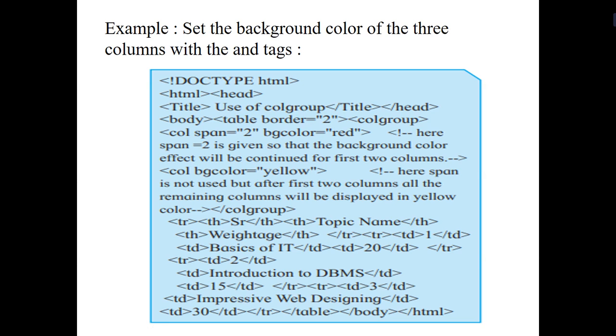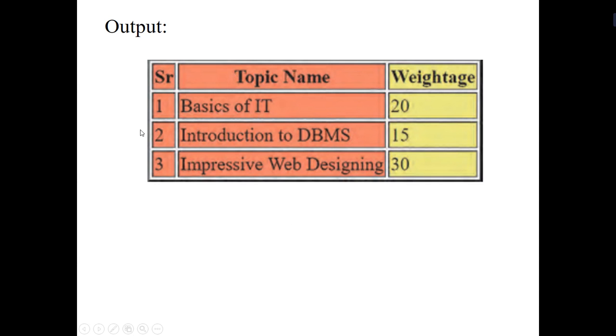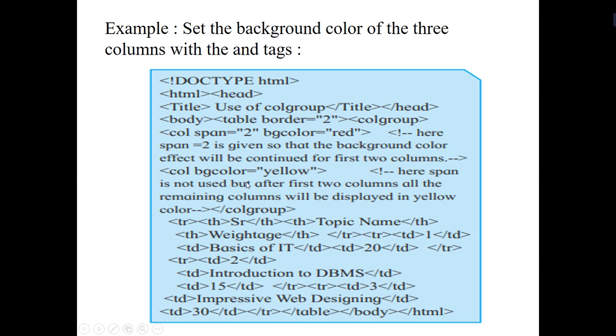As previously we have seen, if you don't give span equal to 2 and you just write the col bgcolor equal to whatever color you want to assign, then that color will not be used to display the color for the remaining columns. So you'll have to use the span attribute first. So span is equal to 2, background color is equal to red. It means that for the first 2 columns your background color will be red. Here you can all see that for the first 2 columns your background color is red.